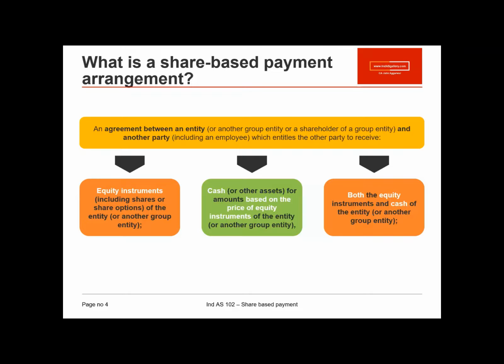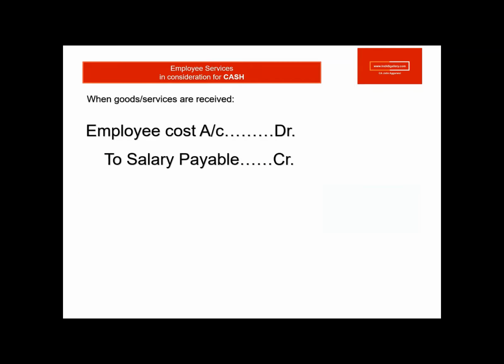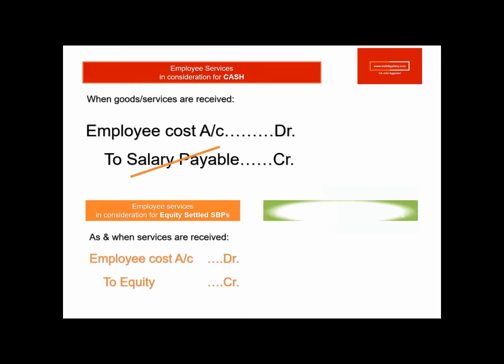We said that the share-based payment arrangement is of three types. First is an equity settled option, second is a cash settled option, and third one is a mixed category. We talked about that in case of ESOPs, my accounting entry will not change drastically. When we avail employee services in return for cash, we pass a simple accounting entry: employee cost account debit to salary payable.